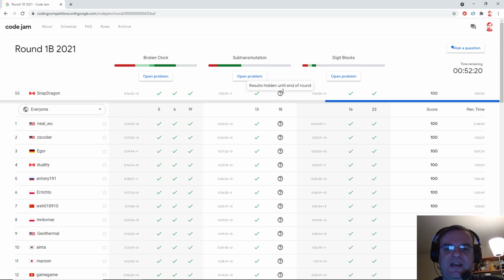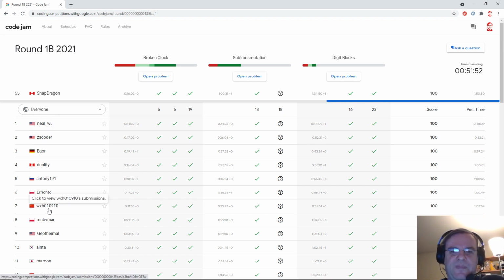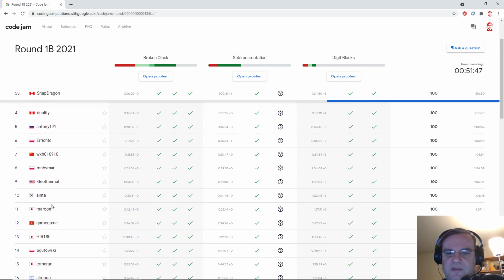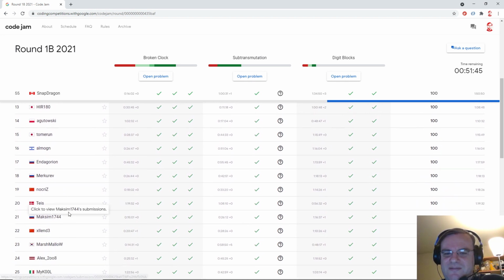But first of all, I have fairly high confidence in my solution, and second of all, it's just qualification round 1B. Even in some crazy situation where I somehow failed and didn't qualify, there's still round 1C, which isn't very likely. But anyway, congratulations to these top people who solved these blazingly fast. Even if I hadn't completely screwed up subtransmutation, I probably would still have been in the 20s.